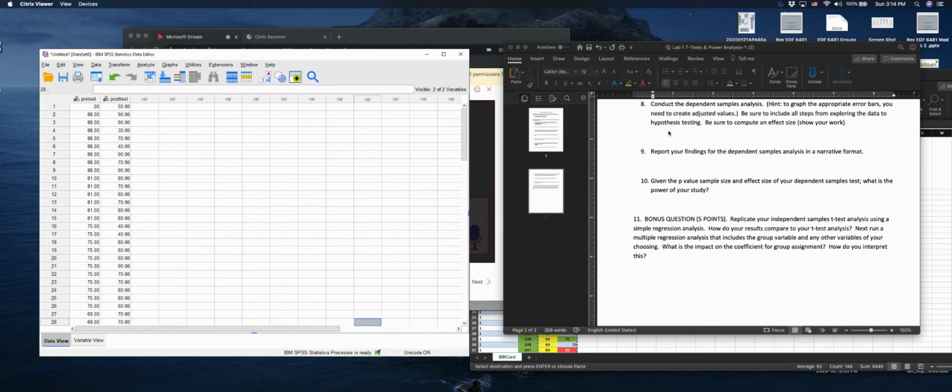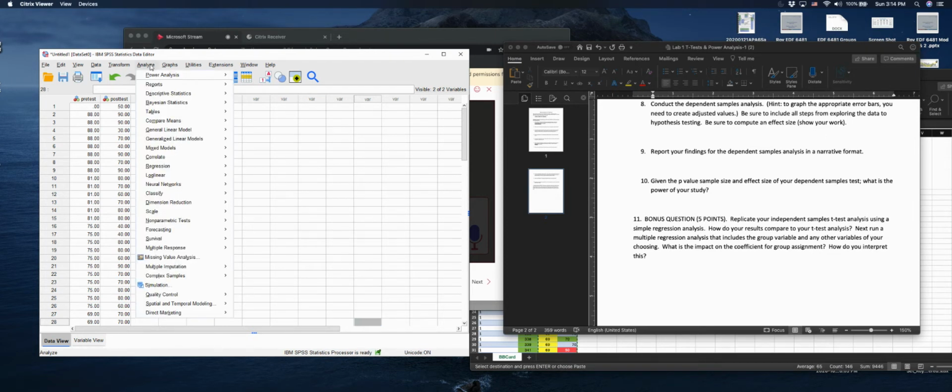I want to be very clear that Lab 1 calls it the dependent samples t-test. In SPSS, the dependent samples t-test is called the paired samples t-test. So if you hear me say paired samples t-test, please know that I'm referring to the dependent samples t-test and vice versa. The two terms are interchangeable.